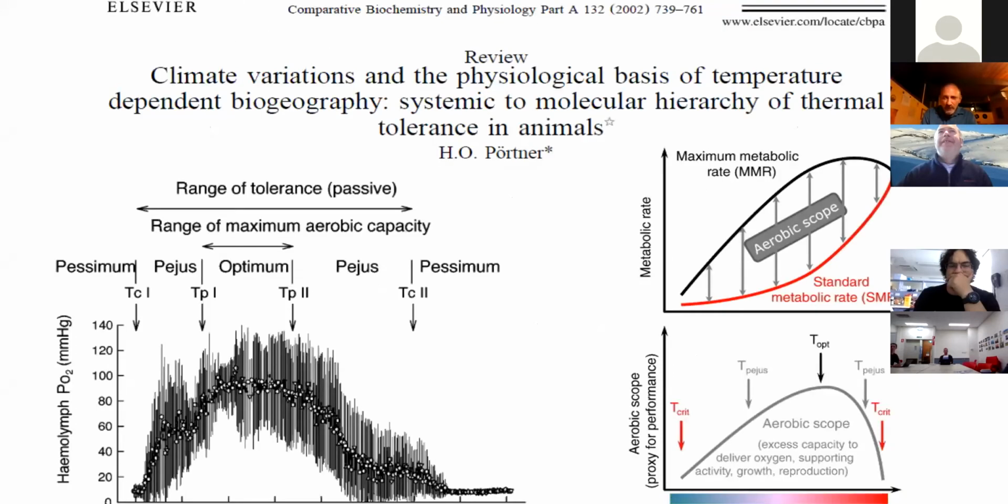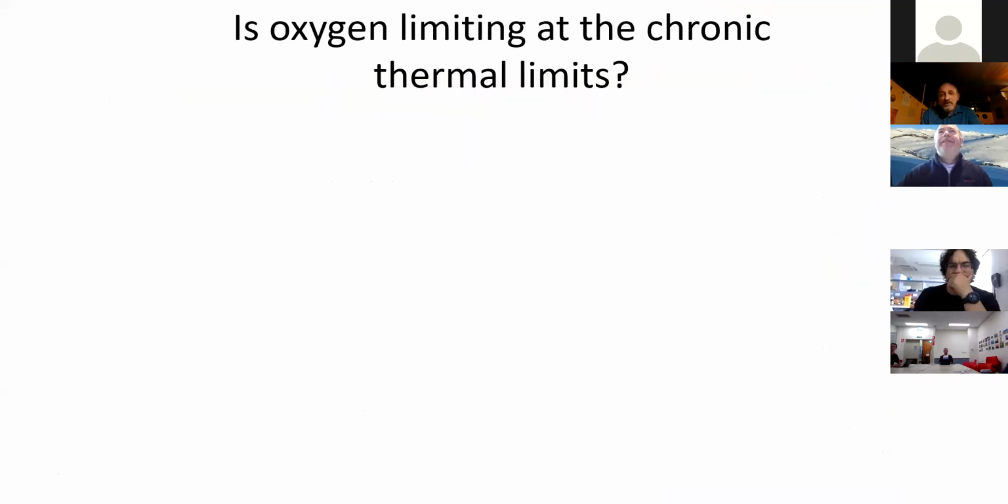A little bit of work in aquatic insects has supported this hypothesis, but it's been done largely with experiments like that death ramp experiment, with very rapid temperature increases at very high temperatures. And so we are interested in exploring if this oxygen limitation idea is actually functioning at the chronic thermal limits, because these temperatures are actually relevant. We experience them in our streams here.